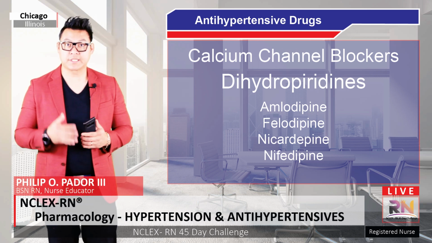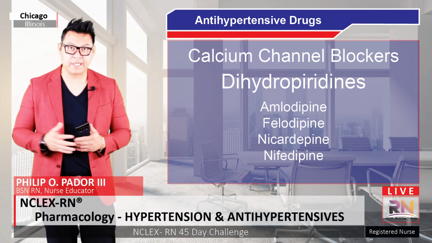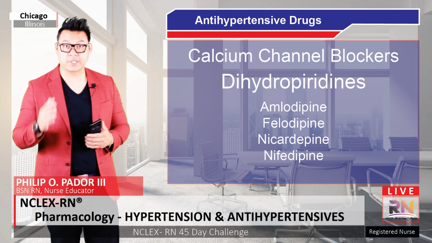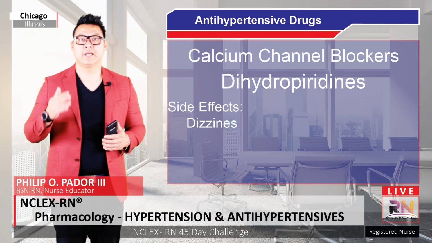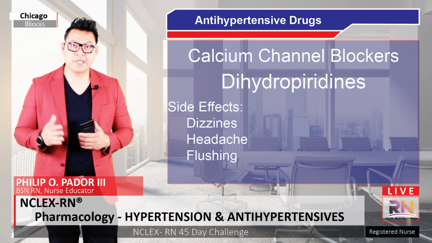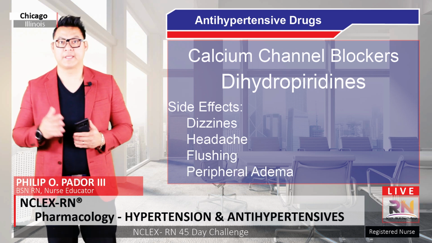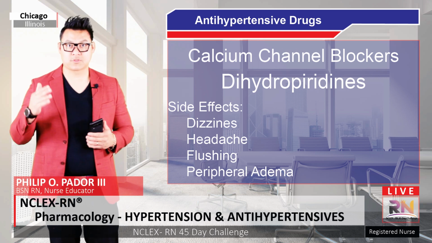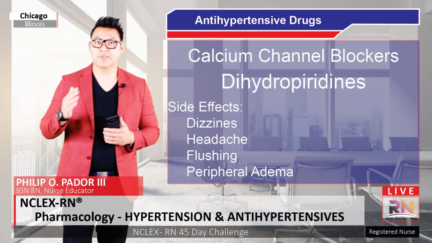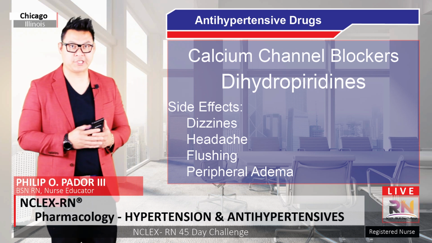When it comes to the side effects of the dihydropyridines, they are related to systemic vasodilation. So you can expect dizziness, headaches, flushing, and peripheral edema. Another side effect that may occur with this class is swelling of the gums, also known as gingival hyperplasia.